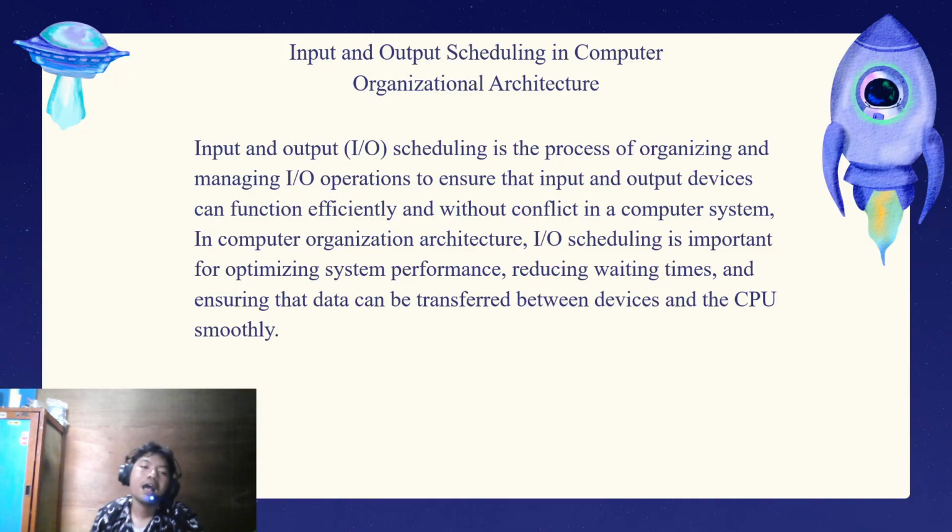And next, I will explain about input and output scheduling in computer organization architecture. Input and output, or IO scheduling, is the process of organizing and managing IO operation to ensure that input and output devices can function efficiently and without conflict in a computer system. In computer organization architecture, IO scheduling is important for optimizing system performance, reducing waiting times, and ensuring that data can be transferred between devices and the CPU smoothly.